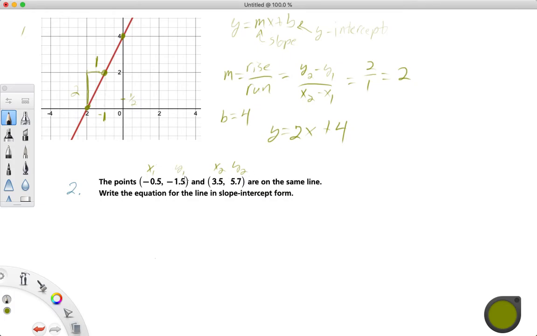All right, so my equation is going to be y2 minus y1 over x2 minus x1. And I can do this with any 2 points, so I don't have to use these. If they gave me other ones, I could use those. But any 2 points on the line will work. So I'm going to go ahead and start plugging numbers in. 5.7 minus negative 1.5. So that's going to become 5.7 plus 1.5.